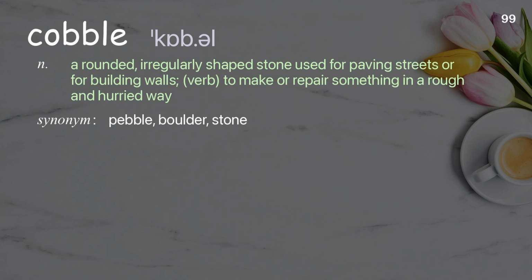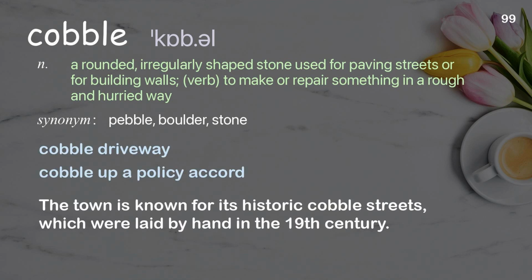Cobble. A rounded, irregularly shaped stone used for paving streets or for building walls. Verb, to make or repair something in a rough and hurried way. Examples: Cobble driveway. Cobble up a policy accord. The town is known for its historic cobble streets, which were laid by hand in the 19th century.